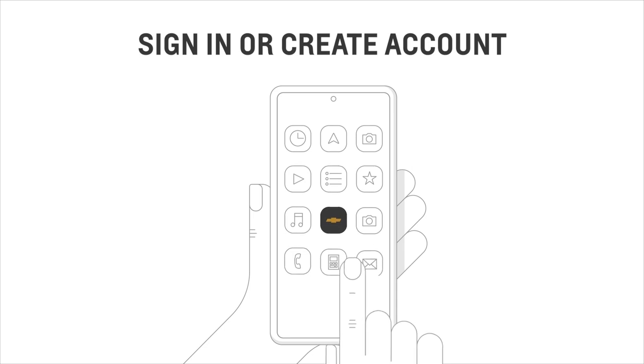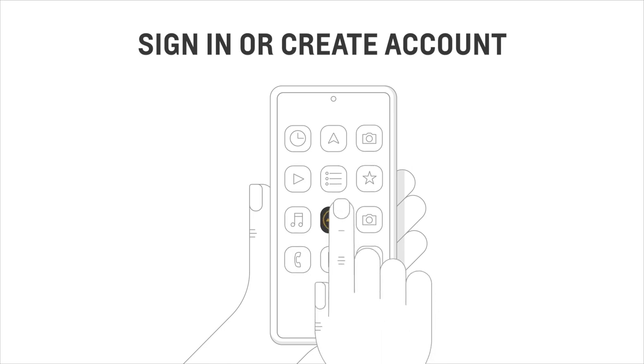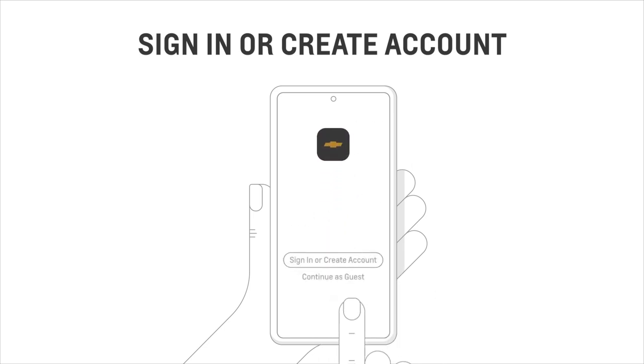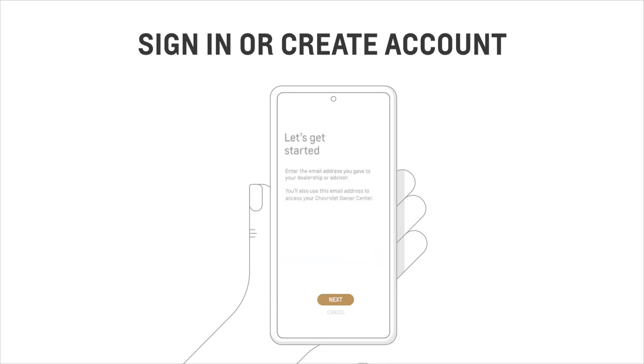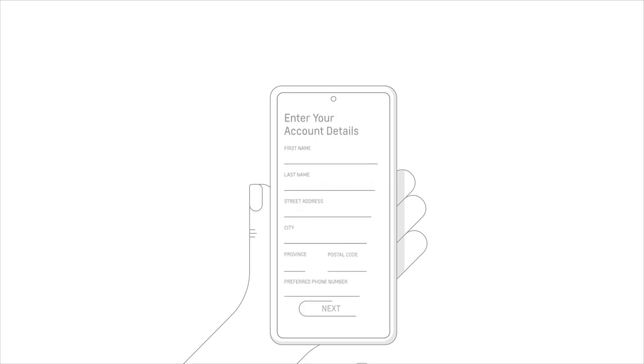If you have an existing Chevrolet, GM, or OnStar account, you can sign in using the same email and password. Sign in using your existing account credentials, or tap Create Account to create a new profile using the same email your dealer or advisor used to set up your OnStar Services account. The MyChevrolet mobile app will match your account to the vehicle automatically.